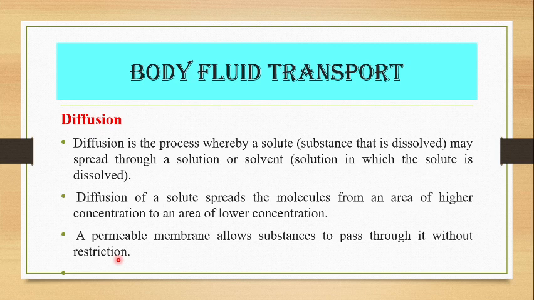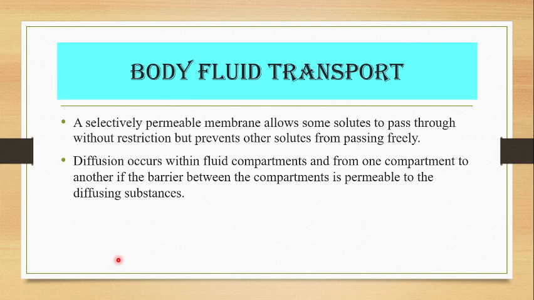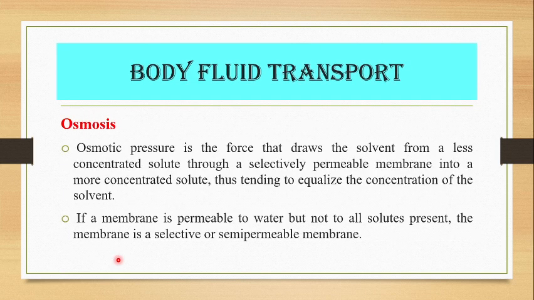Diffusion is the movement of molecules from an area of higher concentration to a lower concentration. It mainly occurs in gases, liquids and solids, gases like oxygen, nitrogen and carbon dioxide. This diffusion occurs through a membrane. That membrane is named a semi-permeable membrane or permeable membrane.